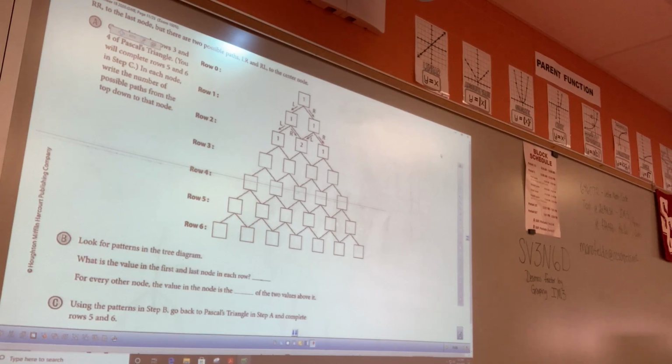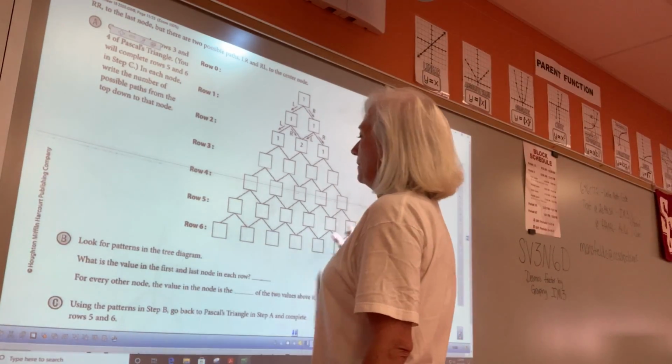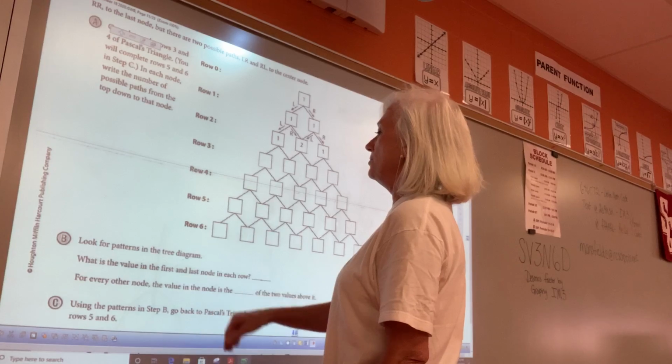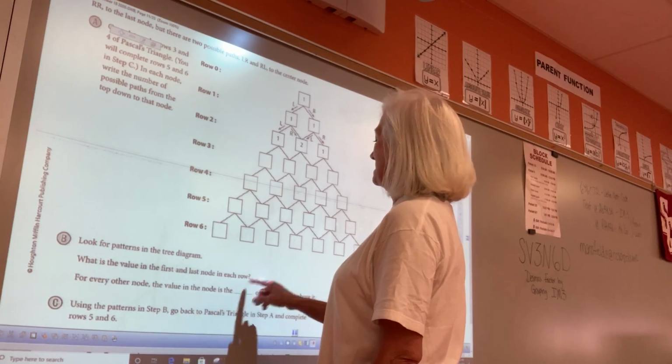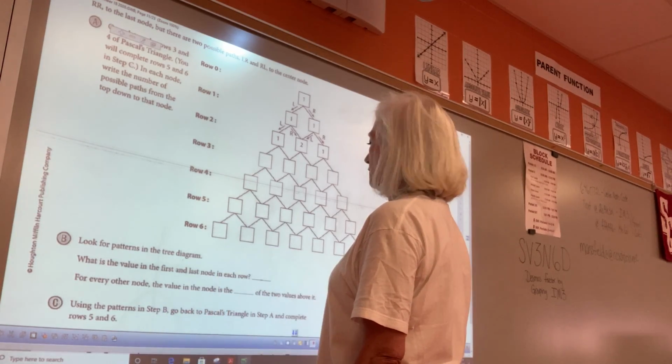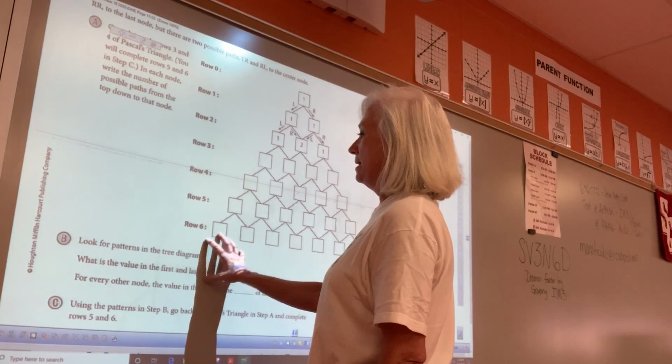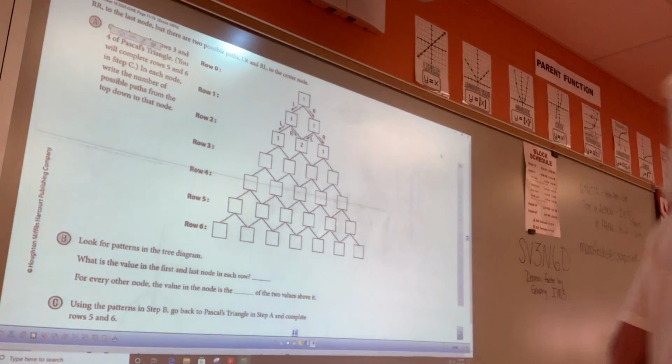Okay, so you should have this completed in front of you, and it says, what's the value in the first and the last? It's 1 for every other node. The value in the node is the sum of the 2 values above it. And then it said go back and fill in rows 5 and 6, which we did already.